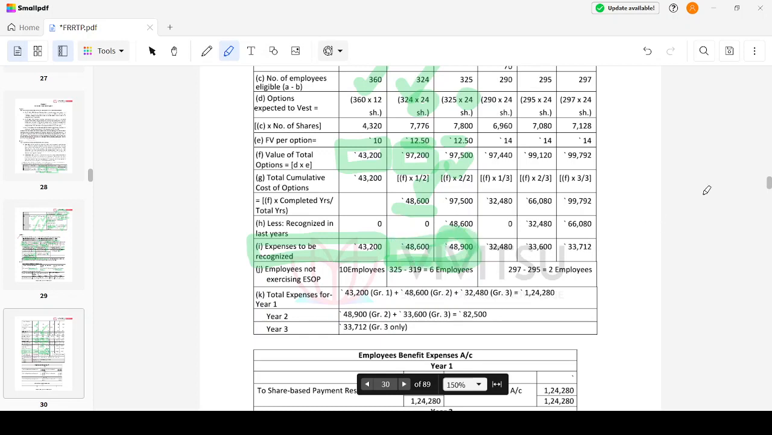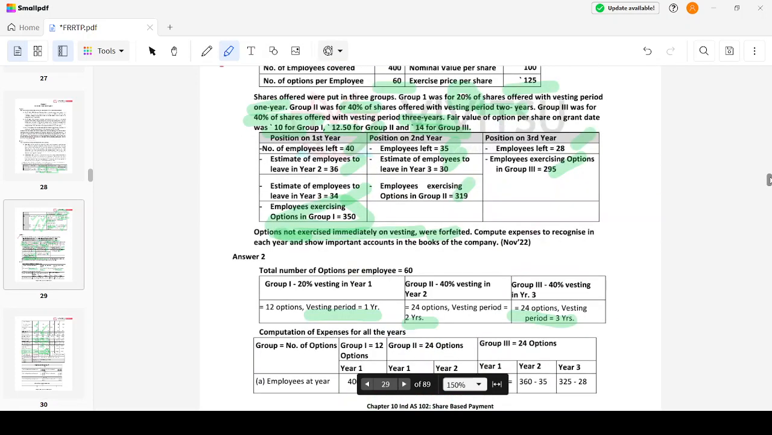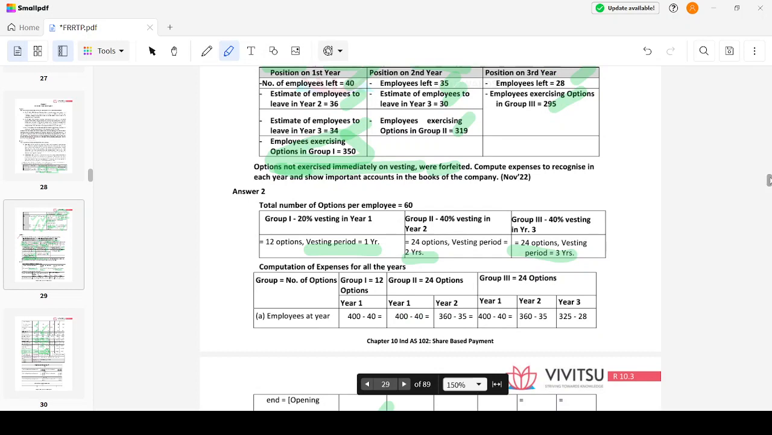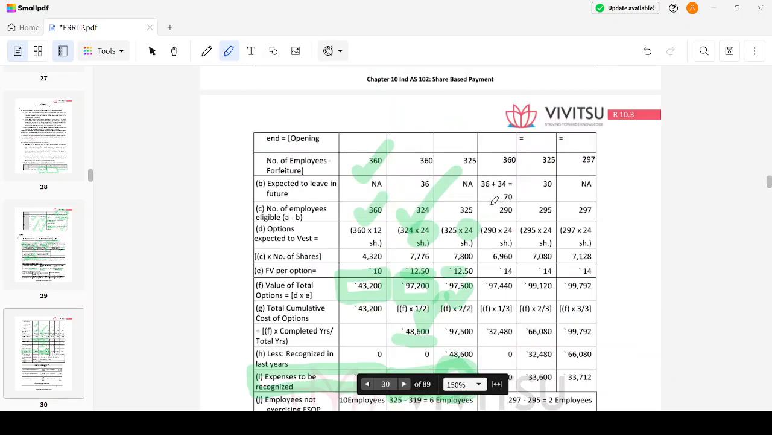Now moving on to the third one. This is quite interesting, right? Group 3, year 1. In year 1, there are 400 employees. 40 have actually left, and 36 are planning to leave in year 2 and 34 are planning to leave in year 3. So you have only 290 employees. 290 into 24 into 14. That is the value of the option, 97,440. Over a 3-year vesting period, so 1 by 3. 32,480 will be the expense for the current period.